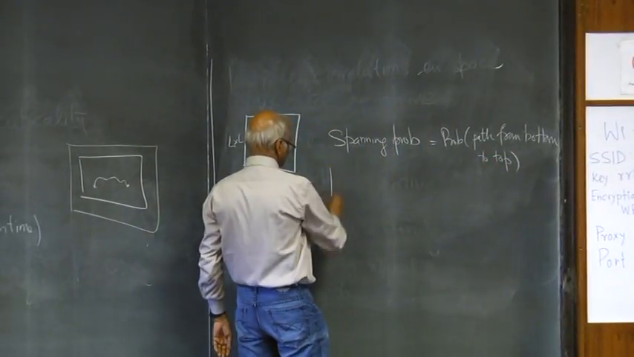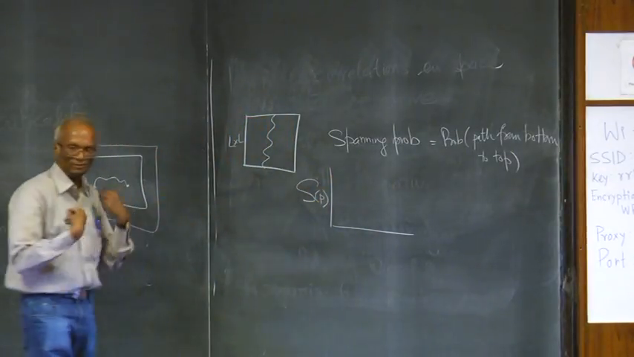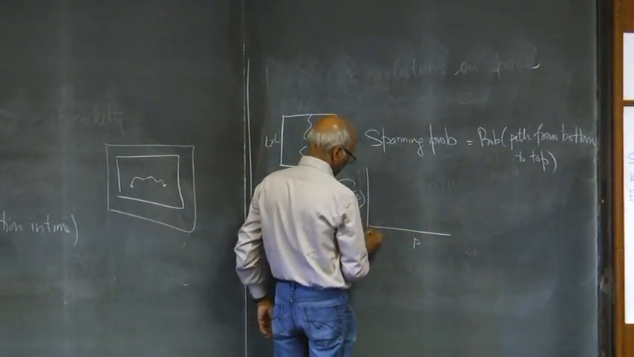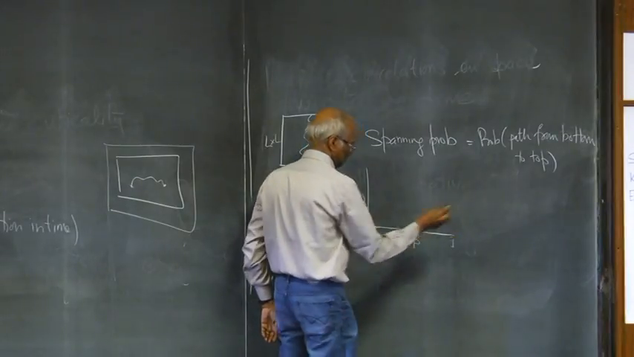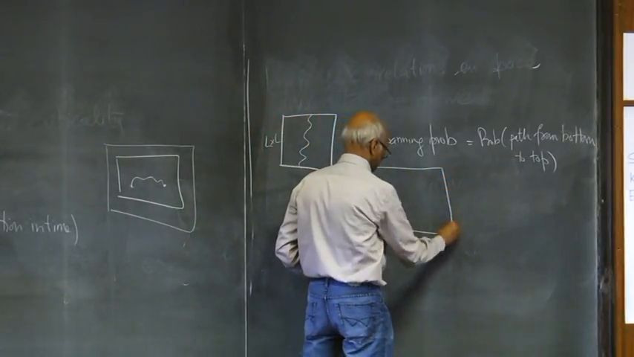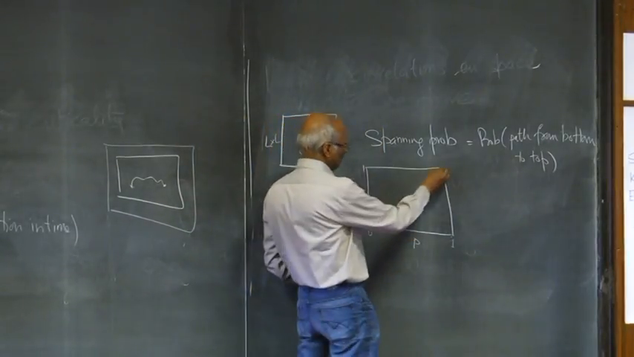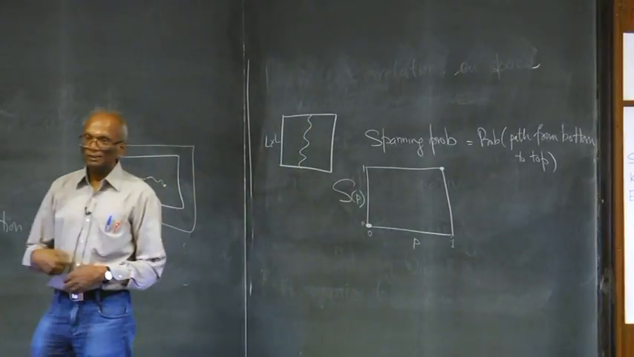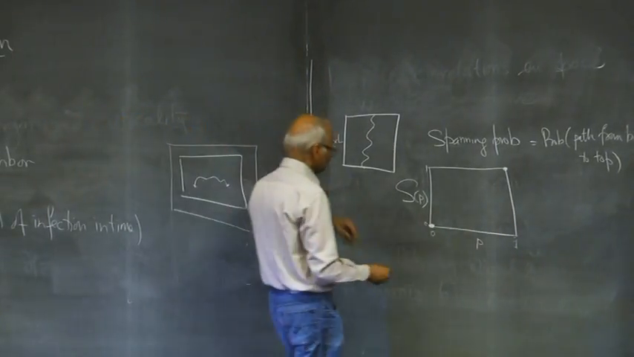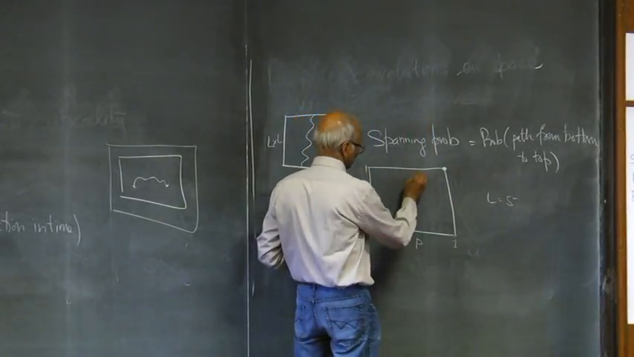So this probability, let us call it the spanning probability, as a function of p, where p is the site percolation probability. As a function of p this quantity varies; p varies from 0 to 1, and S of p also varies from 0 to 1, it is also a probability. At 0 the answer is 0, at 1 the answer is 1. In between it is a monotonic increasing function of p. I can take L equal to 5 and ask what happens, and the answer is like this.